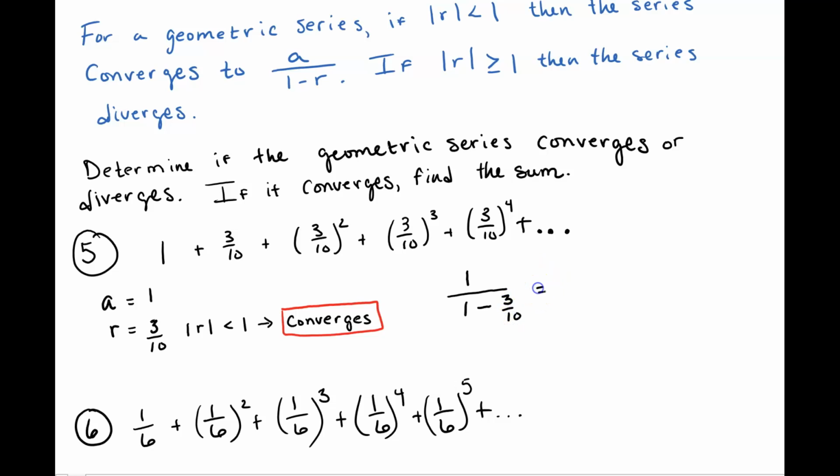So 1 over 10/10 minus 3/10. So let me just write that 10/10 here, because 10/10 is 1. So 1 over 7/10. So I always tell my students when dividing fractions, remember to KFC. That is, keep the first, flip the second, and change the sign from division to multiplication. We are left with 10/7. And that is the sum here for this convergent geometric series. All right, 10/7.